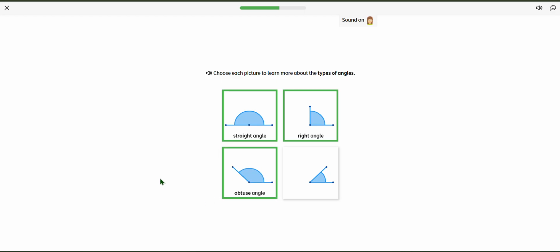This is an obtuse angle. Obtuse angles are broad and wider than right angles. This is an acute angle. Acute angles are formed when the two line segments lie close to each other. Acute angles are smaller than right angles.